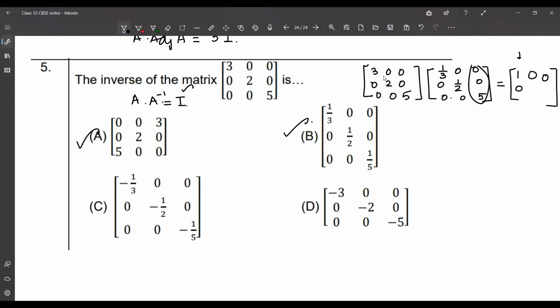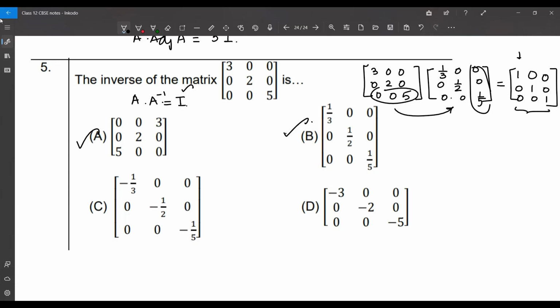We need to check second row versus second column. So 2 into 1 by 2, which is 1, and likewise the remaining elements are all going to be 0. And third row versus third column, here it is 1 by 5, so that would be again 1. So we get A matrix into A inverse matrix equal to I matrix. So option B is the correct answer.